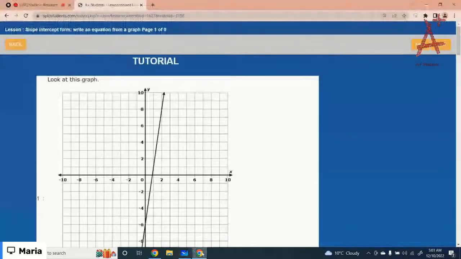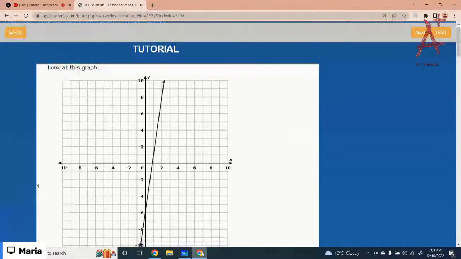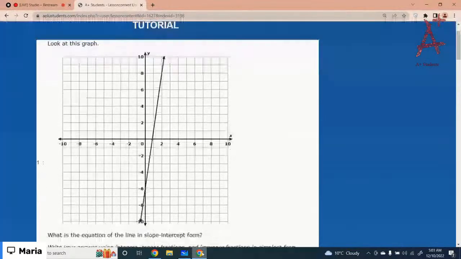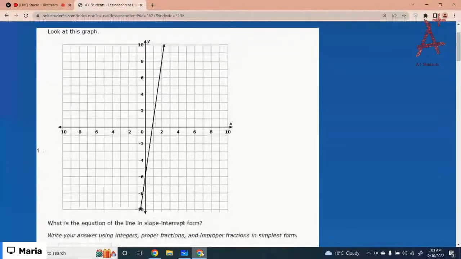Okay, here I am on grade 9 maths. The chapter name is linear functions and the lesson is slope intercept form, write an equation from a graph. Got it? So here is a graph. We are given a graph. We have to find the equation in the slope intercept form. The slope intercept form of the equation is y equals mx plus b.